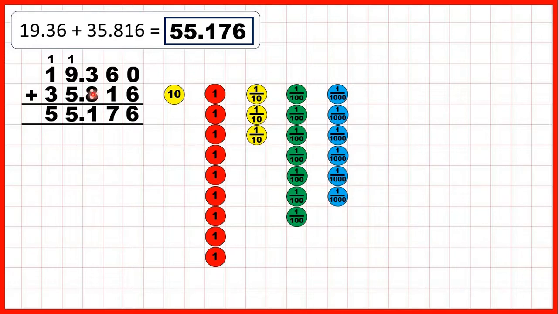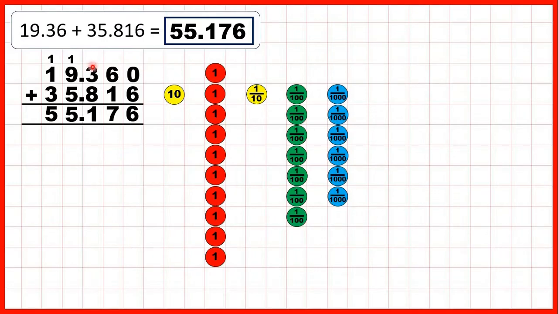Then we added 8 tenths, but because that gave us 11 tenths, we exchanged 10 of those tenths for 1 whole, and we were left with just 1 tenth in our answer. You can see if we add 8 tenths, that's 1, 2, 3, 4, 5, 6, 7, 8, you can see that when we got to 10 tenths, we exchanged those 10 tenths counters for 1 whole, and then that was added to our ones column.